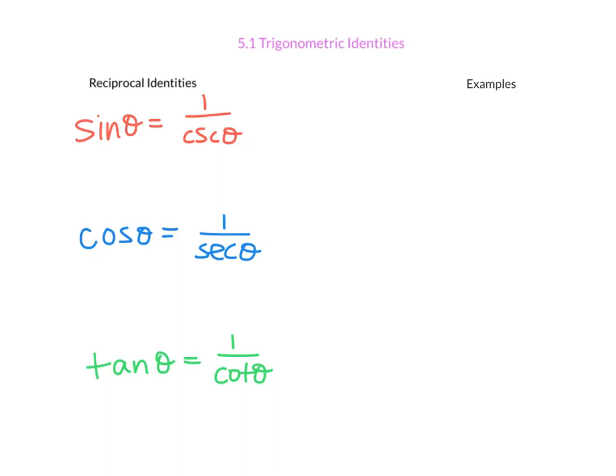Welcome to 5.1 Trig Identities. An identity is when both sides of an equation are equal and they're both defined. A trig identity is one that involves some trig.